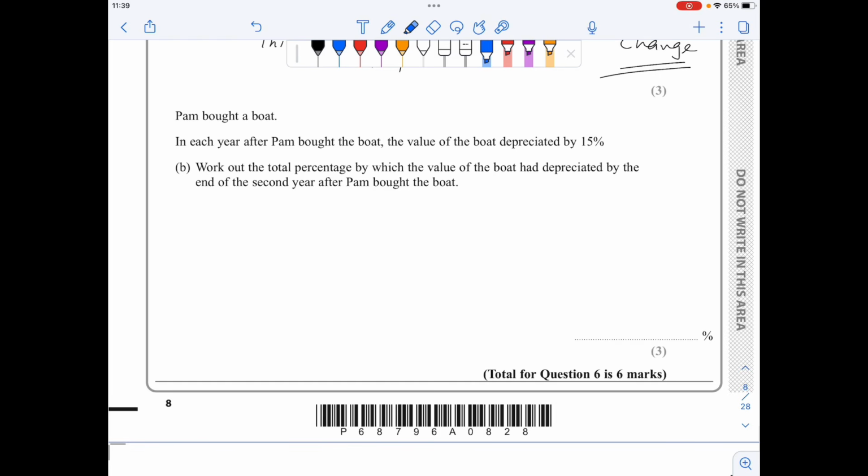In part B, I have a depreciation of 15%, which means that the multiplying factor is 85 over 100. As a decimal, that's 0.85. Now, this is for 2 consecutive years, so the overall multiplying factor is 0.85 squared, 0.7225, and note that this can be written as 72.25 over 100, which is a decrease of 27.75%.